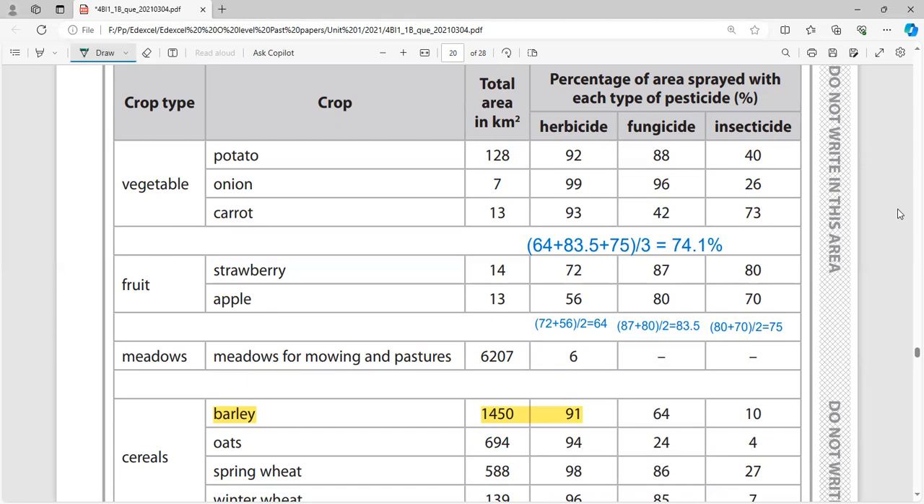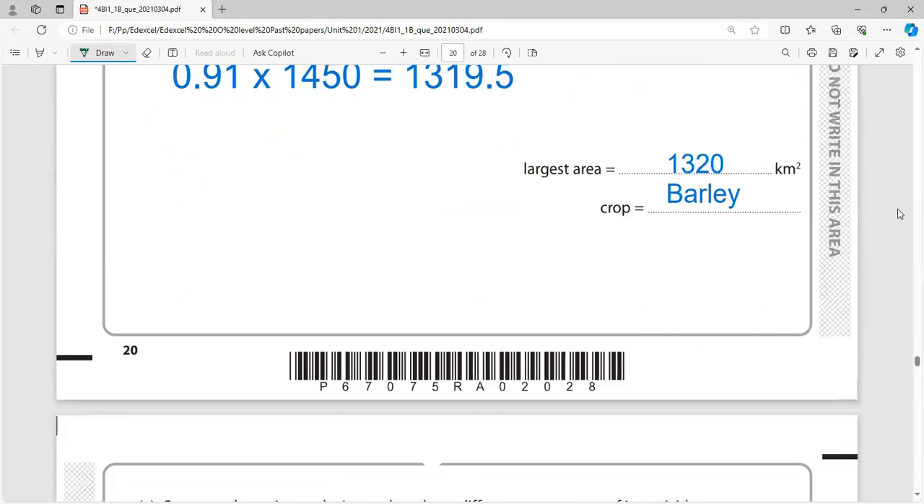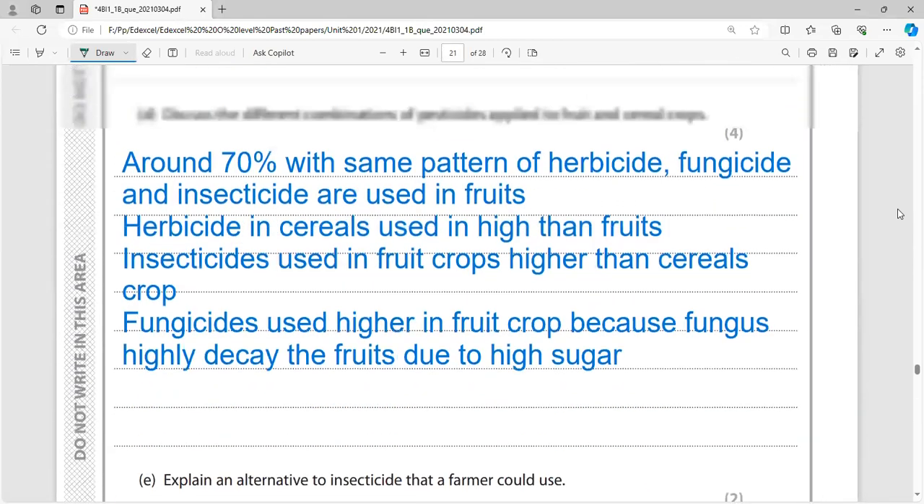Second, if we talk about fungicides, we are using a high concentration in fruits. Why? Because fruit contains high sugar and has more risk of fungus causing decay. So that's why we need more spray on fruit. Third, insecticide: there is a high concentration for fruit. Why? Because there are more insects on the fruit. So that's why we need more insecticide for fruits. So you need to present these reasons here.